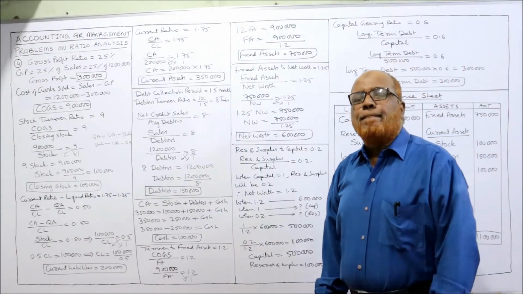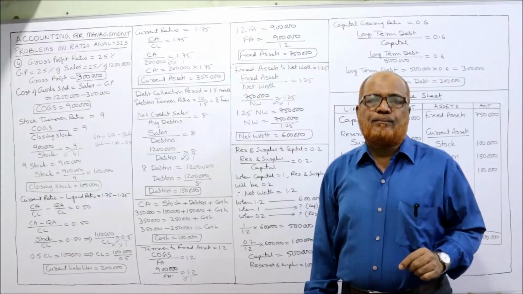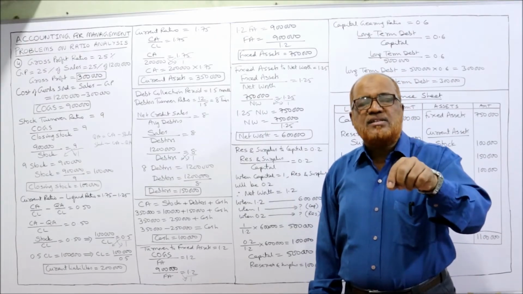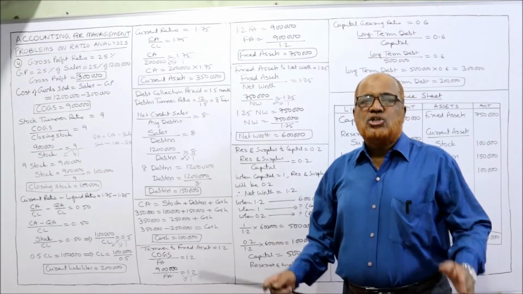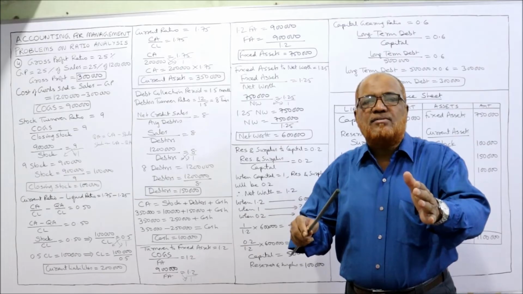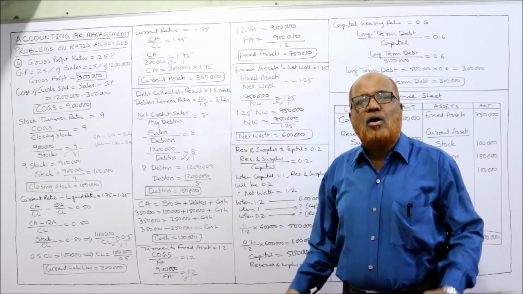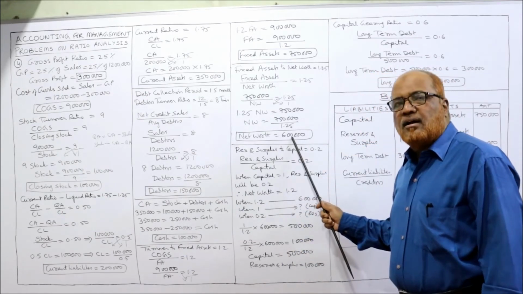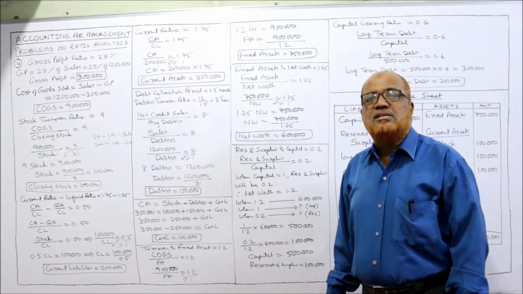One point you remember: net worth is nothing but shareholders' funds. Net worth means shareholders' funds, and shareholders' funds consist of share capital and reserves and surplus. Share capital and reserves and surplus combined, that is called shareholders' funds, or we can call it net worth. So here net worth we got 6 lakh. In this 6 lakh there is share capital and also there are reserves.